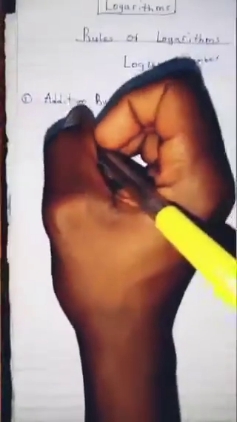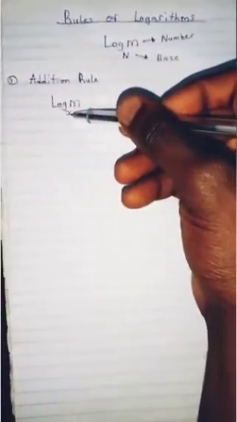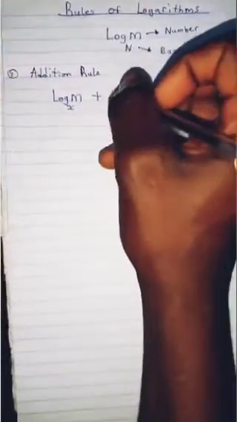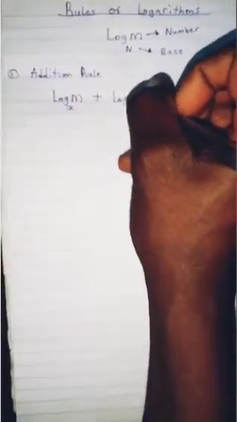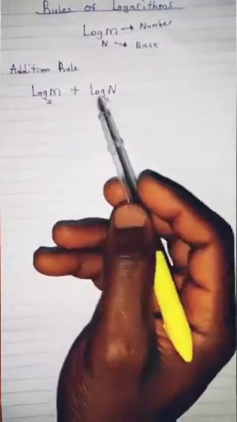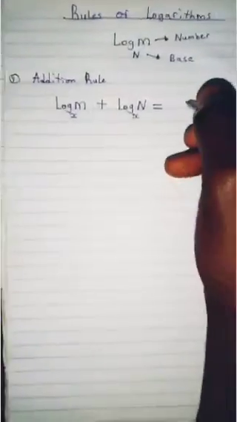That's the addition rule. Addition rule: if we have log m into base x, now our base is x, then we have plus another log n into base x also. Now we can see that we are having the same base. Now that will equal log mn into base x, which means we are going to multiply the two numbers together, then we are going to pick one of the base. So the addition rule will give us this.